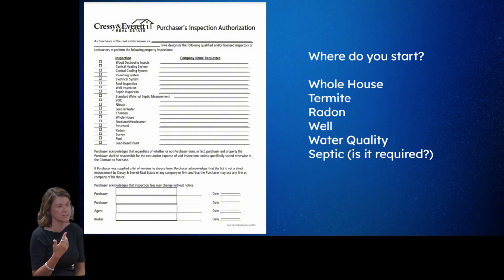And we say termite, it's wood destroying insects, by the way. So they're looking for carpenter bees and carpenter ants, all of the things that can destroy wood in your property. So whole house, termite, and radon, always.